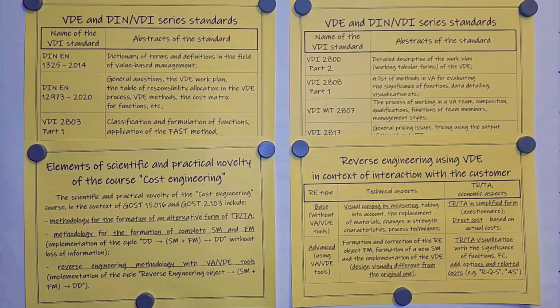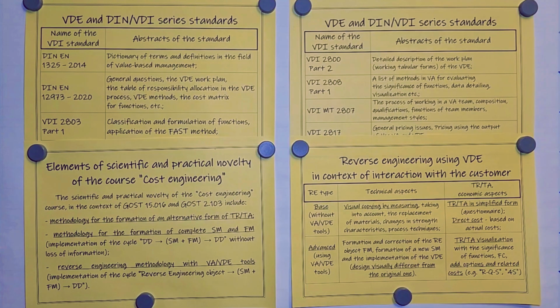The following standard is called VDI 2803, Part 1, Function Analysis, Fundamentals and Methods. It outlines the basics of the formulation of functions and their classification, different from those that we discussed in issue number 7 of the course Cost Engineering. In my opinion, the standard is also quite general and difficult to apply in practice. However, for general development, I would recommend that students familiarize themselves with the standard.